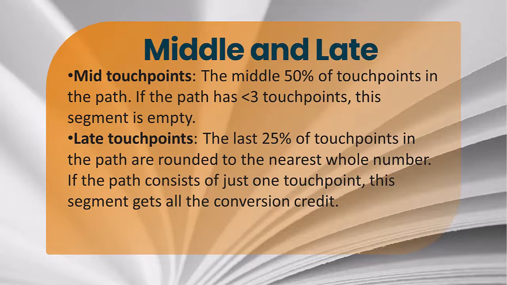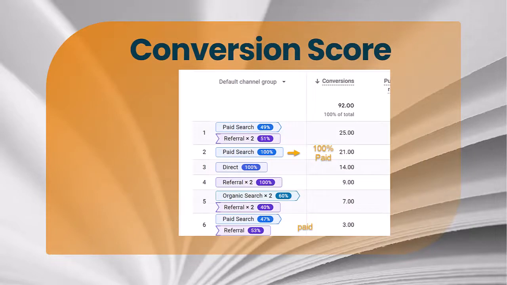Now, the conversion score shows how the data-driven attribution model is assigning that credit. So in this example, on that paid search where there were 21 conversions, 100% of the credit is going to paid search. In the top one where there are 25 conversions, 49% of the credit is going to paid search, and referral, times 2, is getting 51% of the credit.